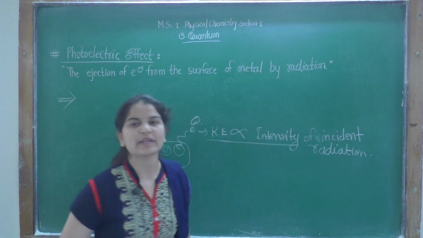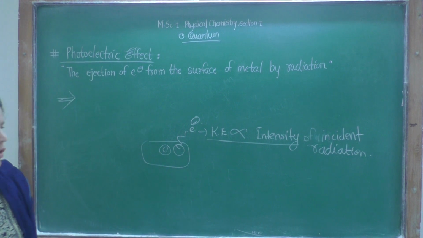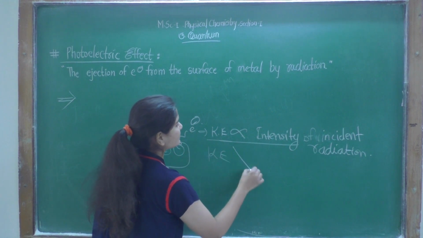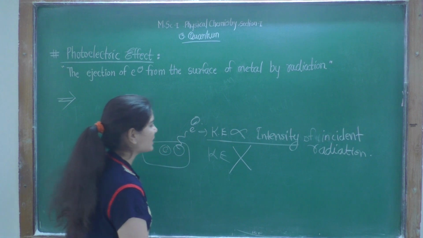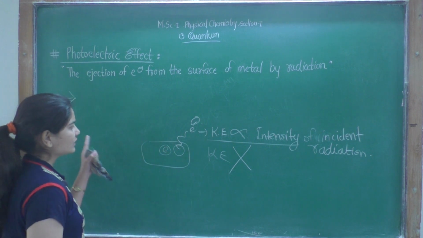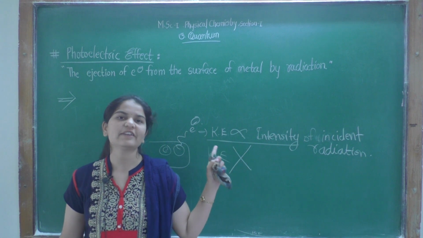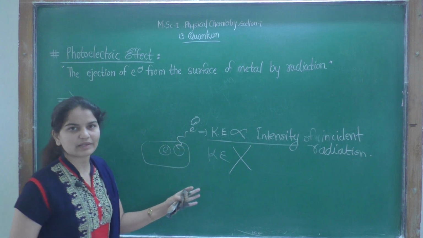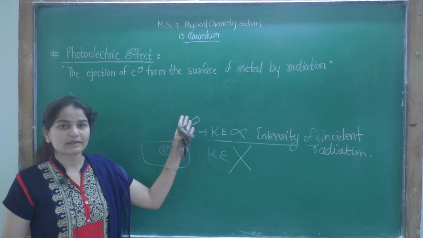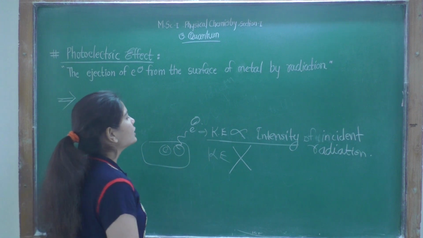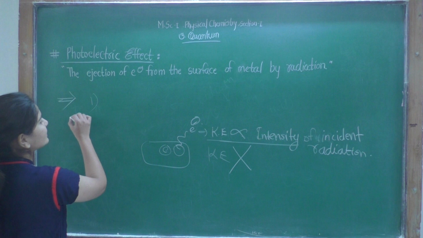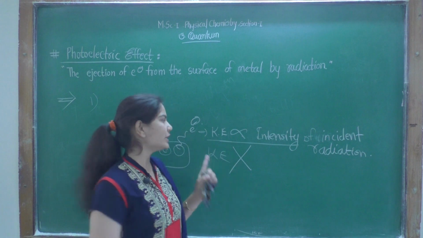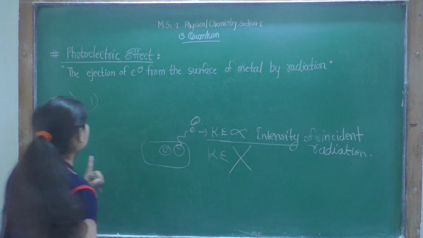But you know, when experiments are performed, it was seen that kinetic energy is not proportional to intensity. So experimentally the classical theory fails here, right? There is a contradiction between these experimental values and the assumptions of classical theory. So this was the first point: kinetic energy is not proportional to intensity experimentally, but classically it should be proportional to intensity. This was the first contradiction.